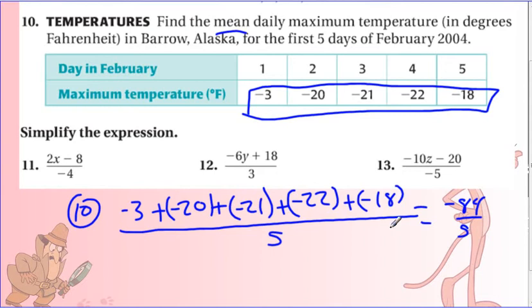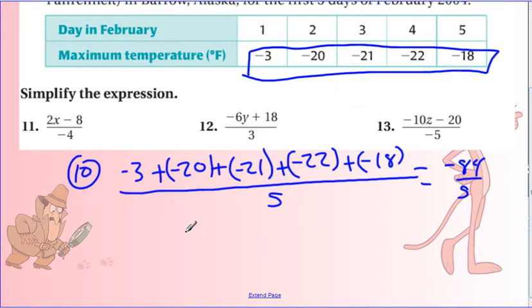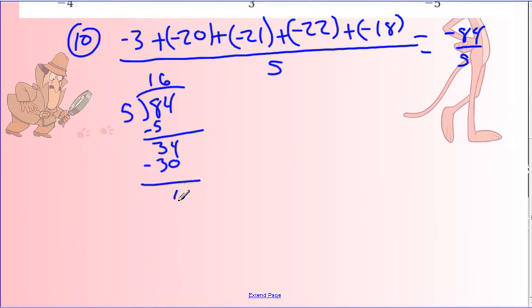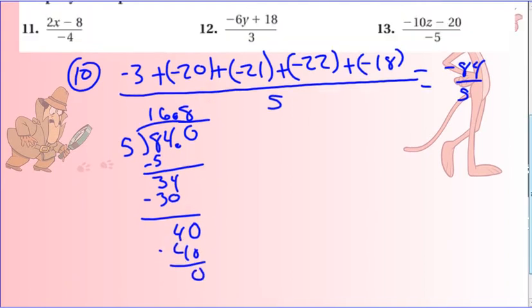Negative 84 divided by 5. I don't know that one. Let's do some work. 84 divided by 5. 5 goes into 8 one time. 1 times 5 is 5. Subtract. Bring down. 5 goes into 34 6 times. 6 times 5 is 30. I need more space. Subtract. Add a decimal. Bring it down. 5 goes into 40 8 times, and there's no remainder, so 16.8 is this division.